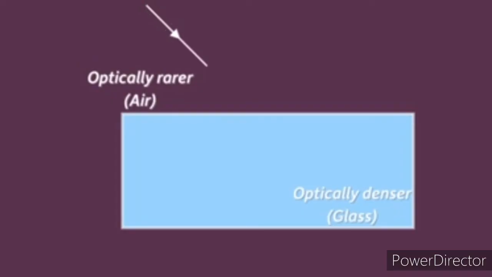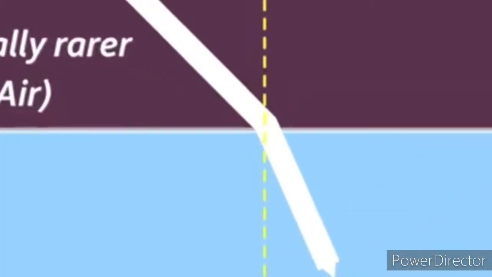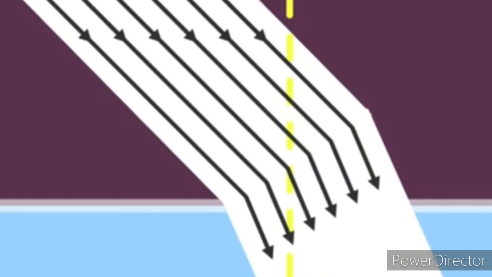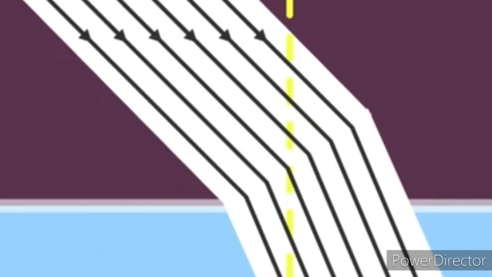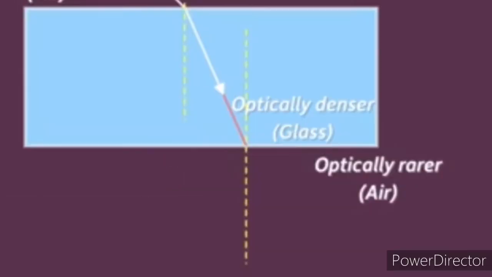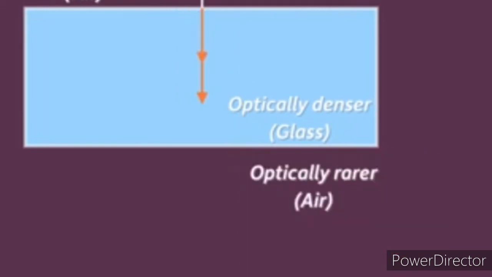When the light ray travels from rarer medium to denser, it bends towards the normal. The speed of the light decreases when it travels from rarer to denser. Similarly, when the light ray travels from denser medium to rarer, it bends away from the normal. If the light ray is passing through the normal, it is undeviated.